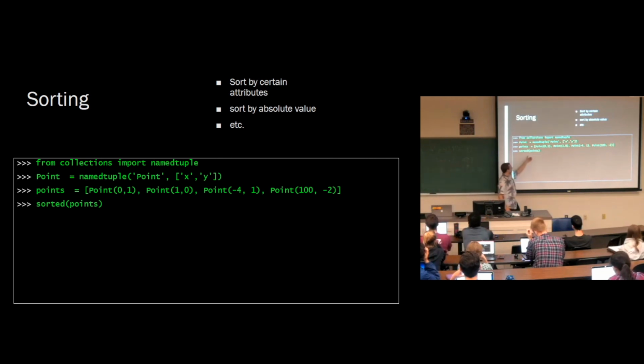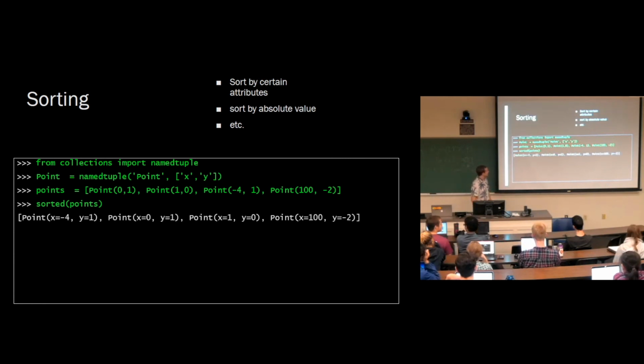Basically, we've got a list of your standard point objects. And let's say we want to sort those points. It's not clear how we want to sort them, right? How would you sort a list of two-dimensional points? You could do it from left to right, top to bottom, distance from the origin. So what was the default here? It looks like we went x equals -4. Yeah, we sorted by x, basically.